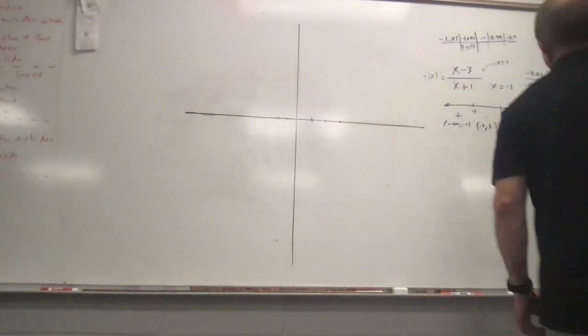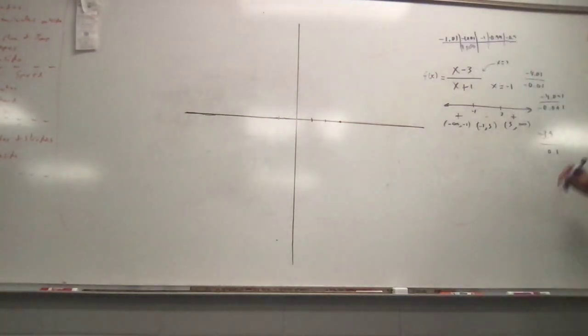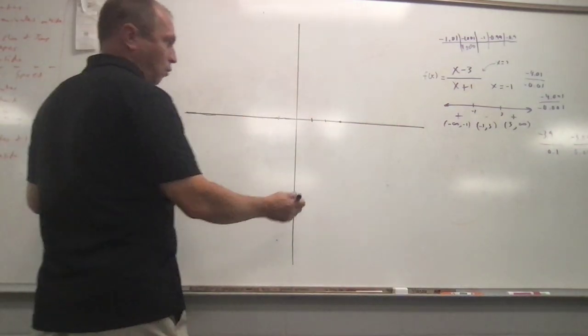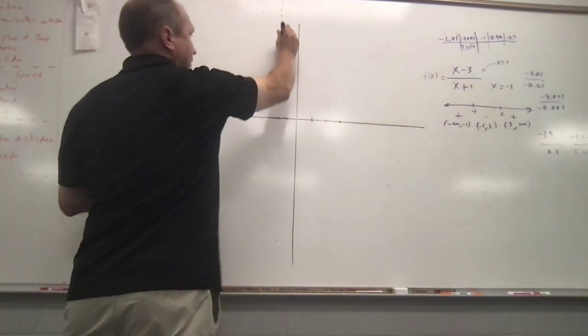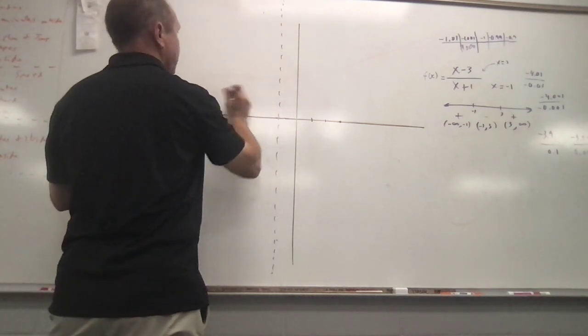And then we move to negative 0.99, which is a little bit closer to this negative 1, and we get negative 3.99, but this time we're over 0.01. So this gives us negative 399. So we're way down here. And we end up seeing that we have a vertical asymptote here.